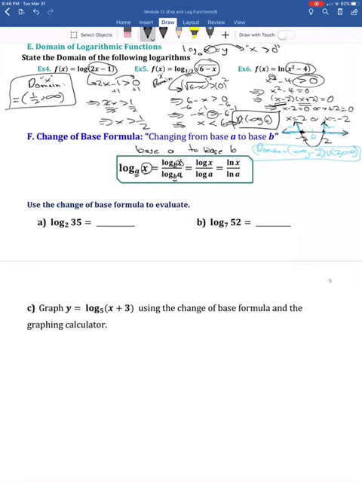All right, well, let's use the change of base formula to evaluate log base 2 of 35. I'm going to use my change of base formula to go from base 2 to base 10. So using base 10, this will be log base 10 of x, log base 10 of 35, over log base 10 of the old base. So log of 35 over log of 2 is what it is equivalent to. So let's go ahead and put that in. I'll show you on the calculator.